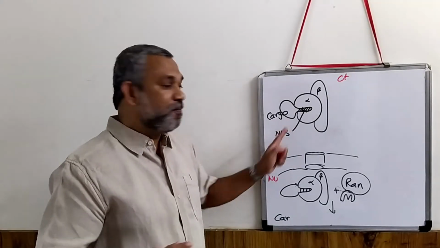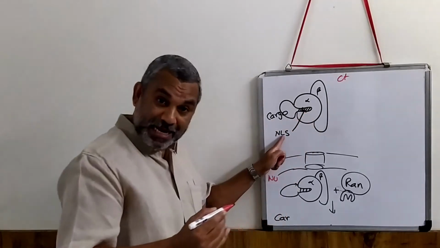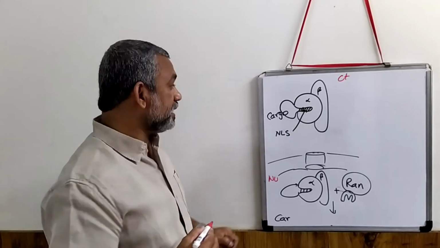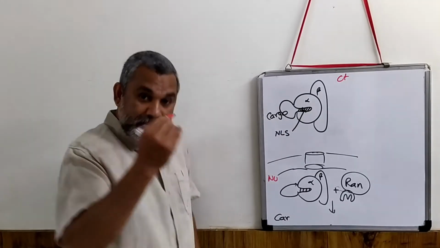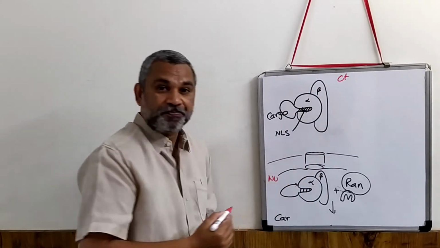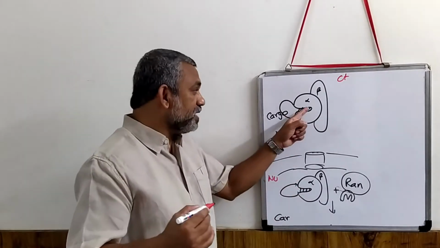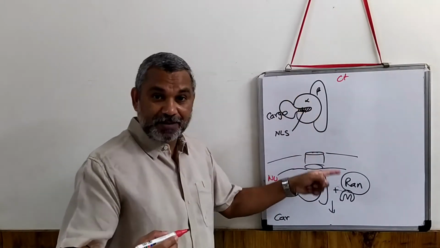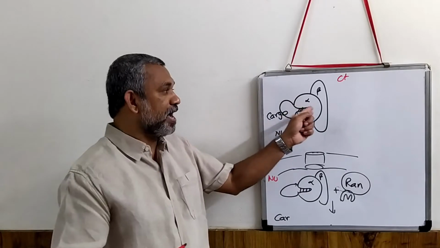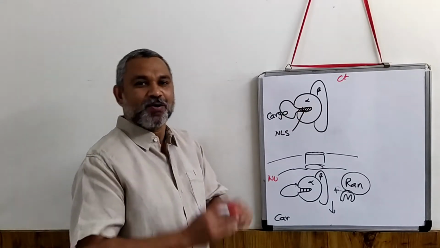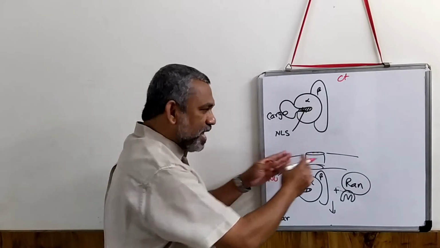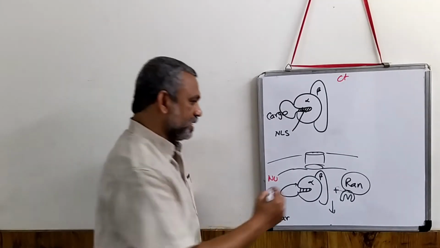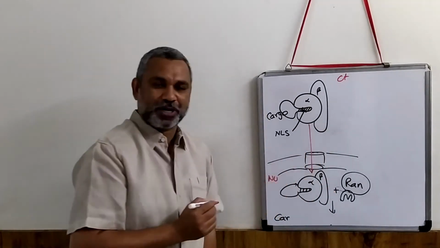Here we have a cargo. If the cargo has an NLS, and the NLS is highlighted, then importin proteins get attached to the NLS. This particular importin has an alpha subunit as well as a beta subunit, as it's a heterodimer. Once it is attached, it is able to be transported into the nucleus. So it is transported into the nucleus.